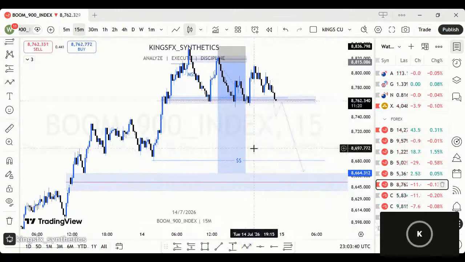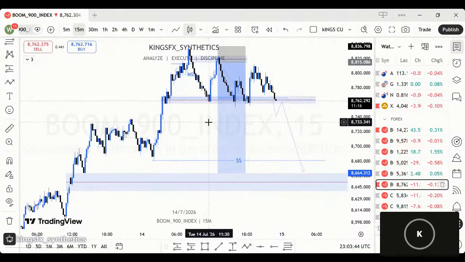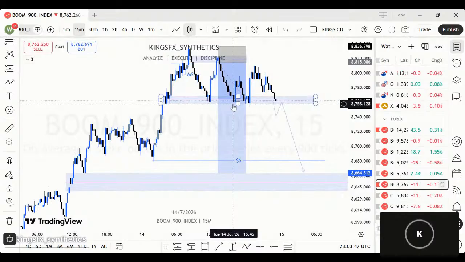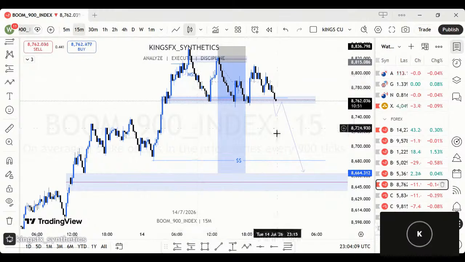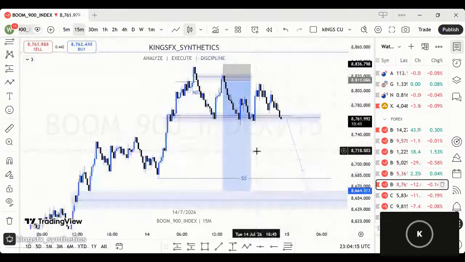Okay, so somebody said you didn't drop the setup. Yeah, I dropped this setup for the VIP community today. If you are a member of the VIP community, you would have taken this trade on Boom 900. We set a sell limit order on Boom 900, and then it was triggered and price moved all the way down into profit. So here is another entry opportunity we are seeing here again. Okay, so that was that on Boom 900.